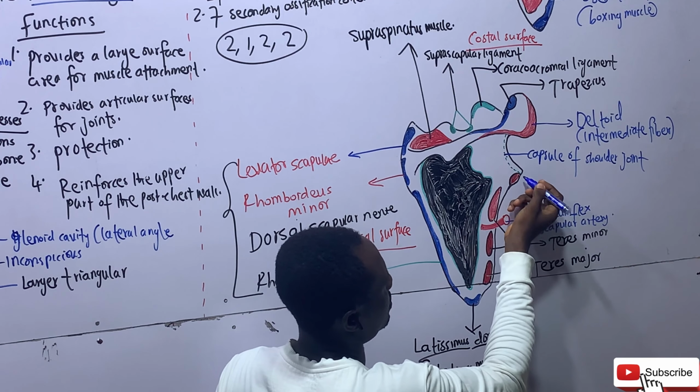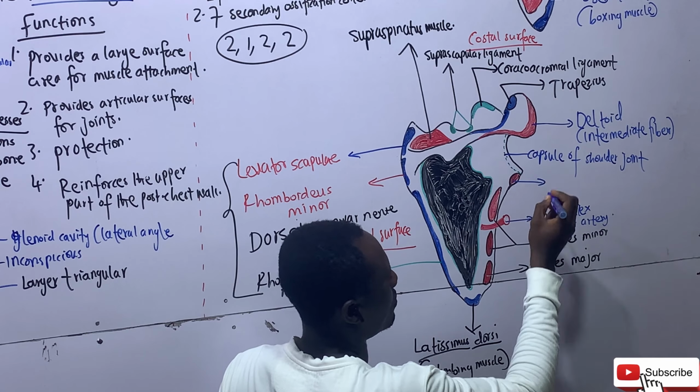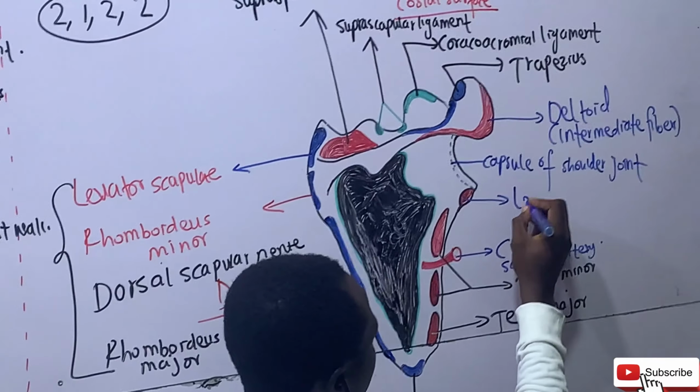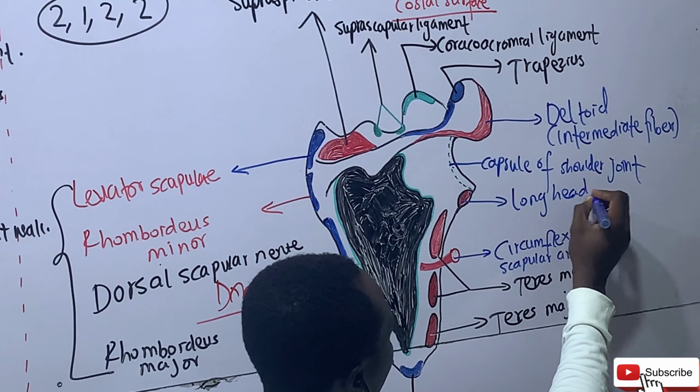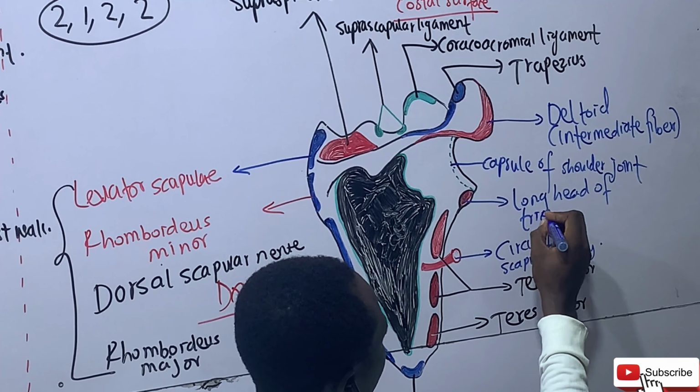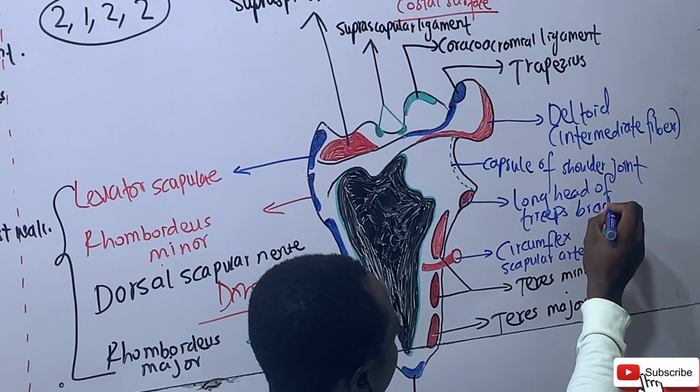Okay? Then, of course, this is your infraglenoid tubercle. It is simply a colony for the long head of triceps. So it takes origin from here, the long head of triceps brachii.